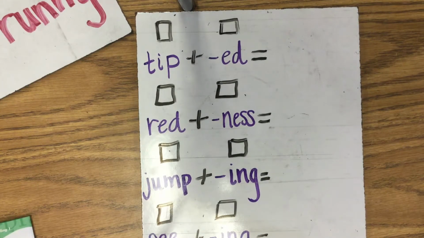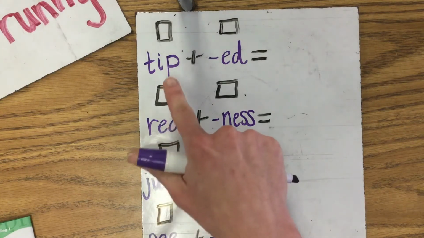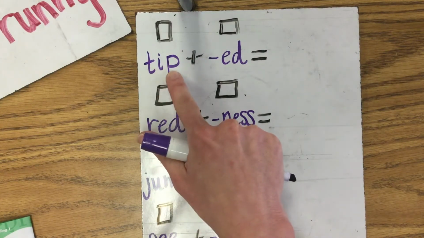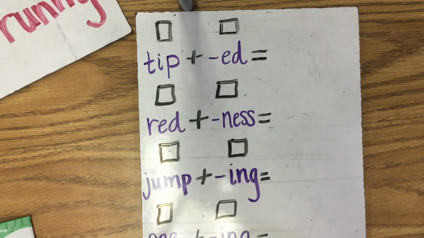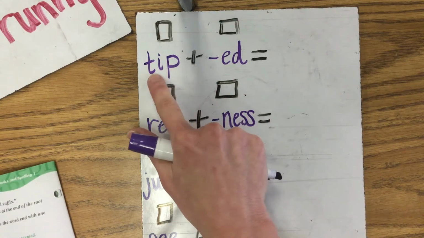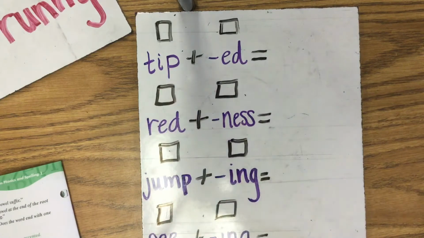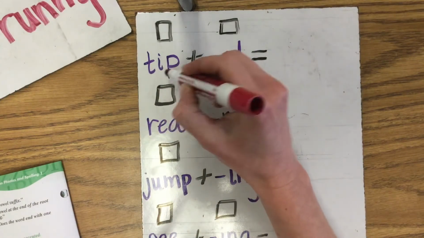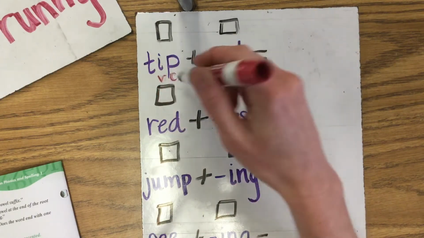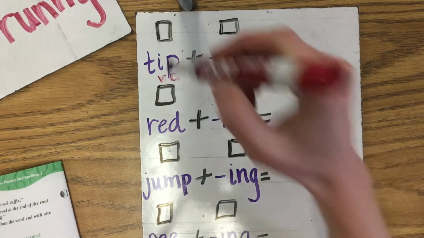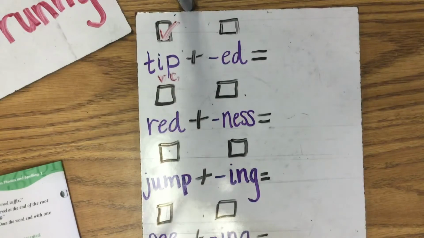All right, so the first thing that we're going to check when we look at our root word is: is there a vowel followed by a consonant? Now, the only tricky part is to make sure that the vowel at the end of the root word is not part of a digraph or a diphthong. So when we look at this word, tip, we have a vowel followed by a consonant. So if we have a vowel followed by a consonant, we're going to put a check.